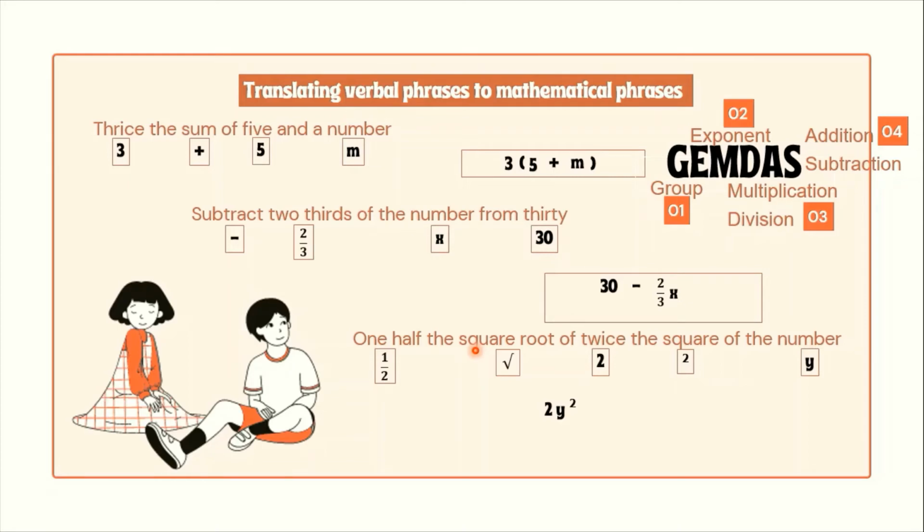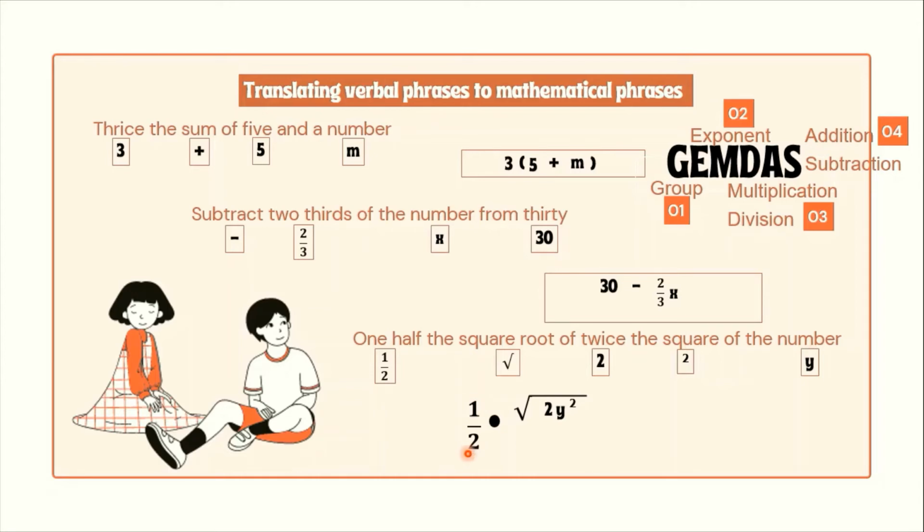Next, square root of twice the square of the number. So, maglagay tayo ng square root. At last ay 1/2. So, 1/2 the square root of twice the square of the number. Technically, it just means that yung 1/2 ay imumultiply natin dito. Kaya lang, pwede pa natin siyang mas ayusin pa. We have to multiply 1/2 by the square root of twice the square of the number.